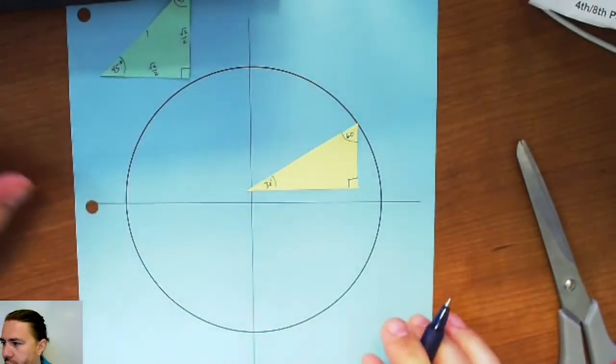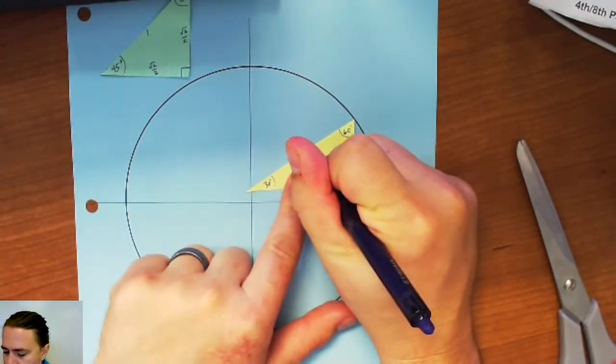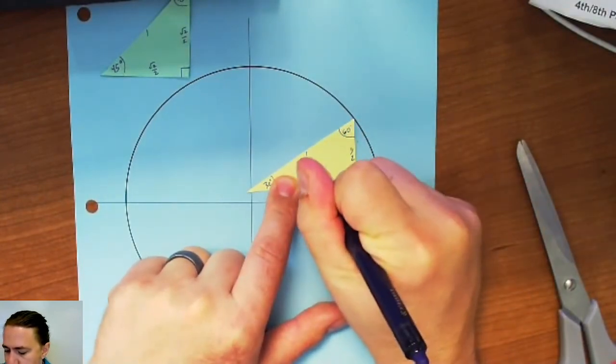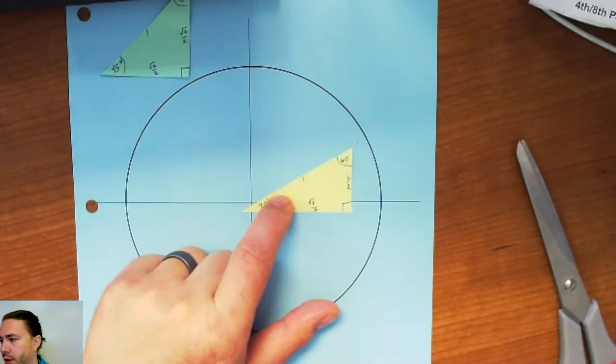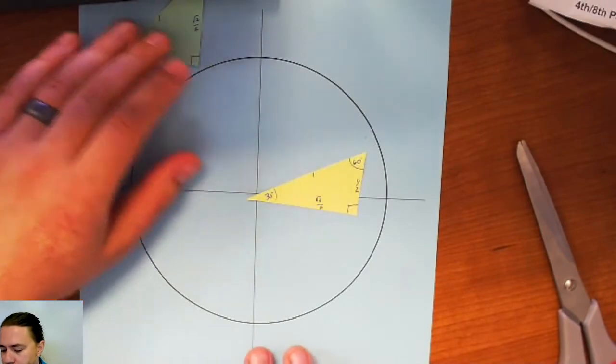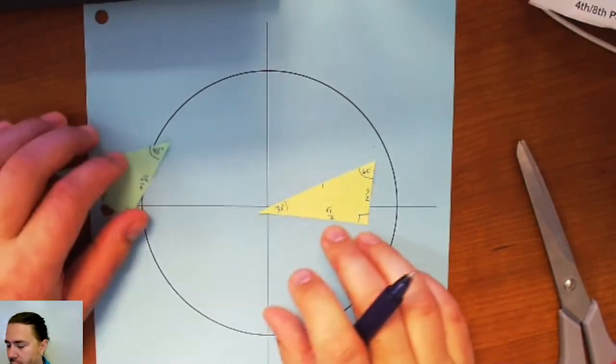Here's your 90-degree angle measure. This side length is 1. Here's a half. And then down here we've got root 3 over 2. Okay, so what we're going to do is we are going to go around the unit circle and use these two triangles to label points, and we're also going to figure out what the sine and cosine values are of each of these angle measures. So let's start, we'll go in order here.